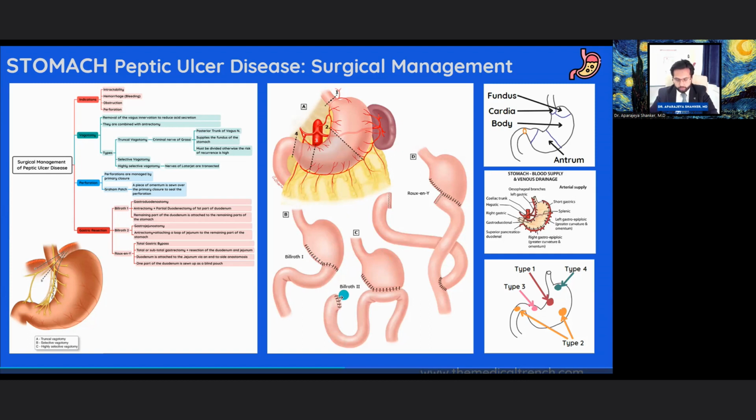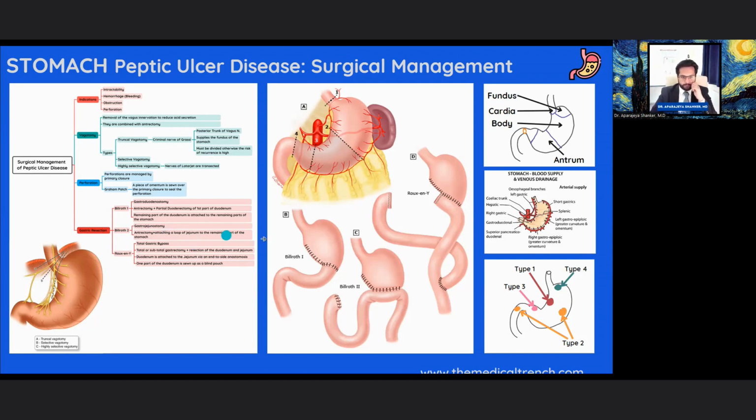So in Billroth 2, the major difference is that instead of connecting through a gastroduodenostomy, in which you connect the duodenum itself, you don't connect the duodenum, right? You connect the jejunum instead to the remaining part of the stomach. So it is called a gastrojejunostomy, which is something that is going to be asked in your exam, because the professors will ask you, what is the name of Billroth 1? What is the formal name for Billroth 2?